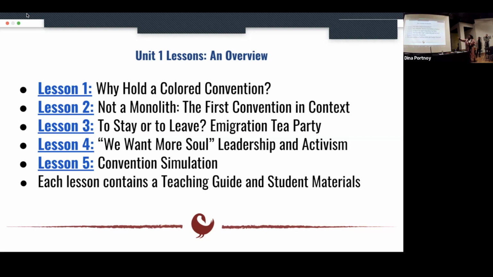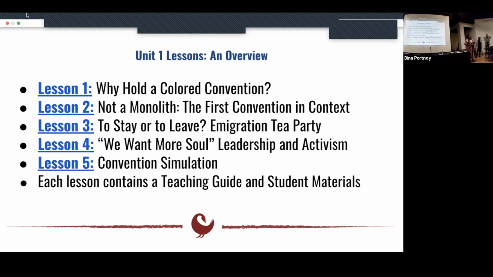Now, lesson four is about the difference between leadership and activism. And I thought about that lesson in the conversation about should women be allowed to participate in the convention, because for the students, we want them to tease out, what does it mean to be a leader? What does it mean to be an activist? And in my classroom, a lot of students know that leaders are often men, but activists could be anybody.